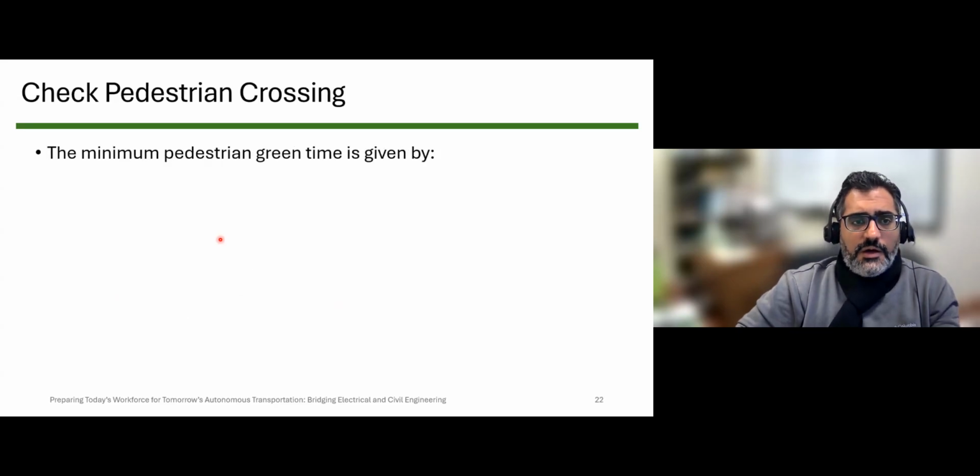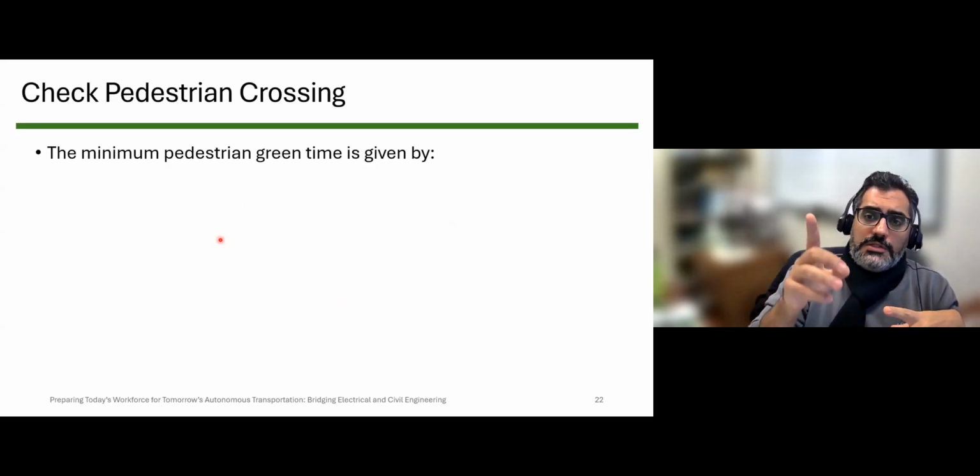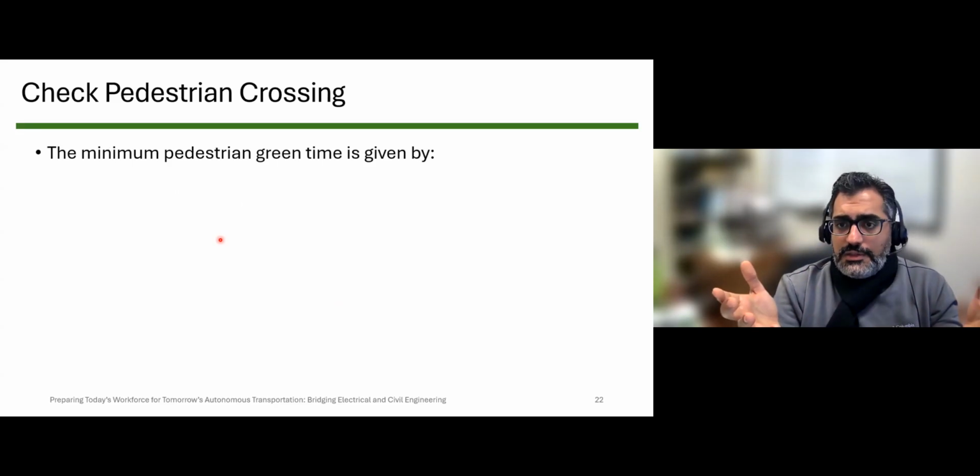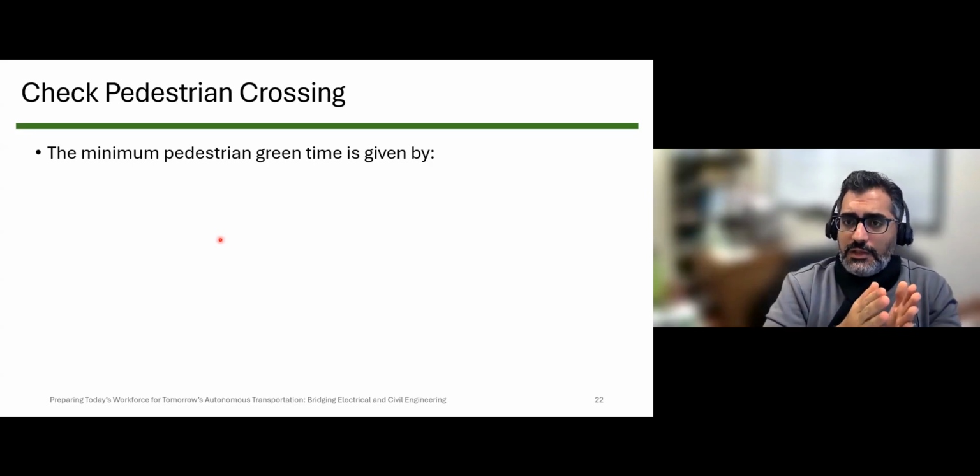Now, everything up to here was about vehicular movement. The last thing to check is, okay, is there enough time for pedestrians to cross the intersection or not? Let's say that we have 20 seconds of green for vehicles, but if pedestrians want to cross, they need 30 seconds. Then that 20 seconds is not providing adequate time for a safe and efficient movement of pedestrians. Then I have to fix that 20 seconds. I have to increase it to 30 seconds.